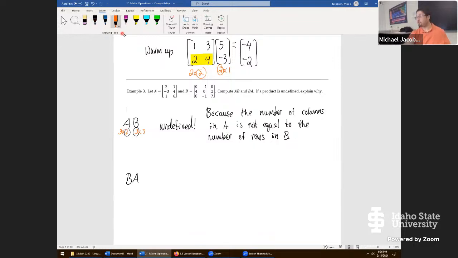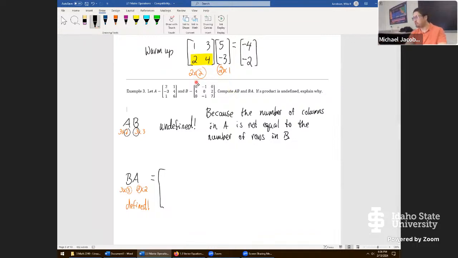So looking at it from this point of view, B is of size 3 by 3. A is of size 3 by 2. That means this is defined. If it's defined, that means we have some work to do. And a really good idea is, let's just write out the matrix B right here. This becomes highly, highly visual.